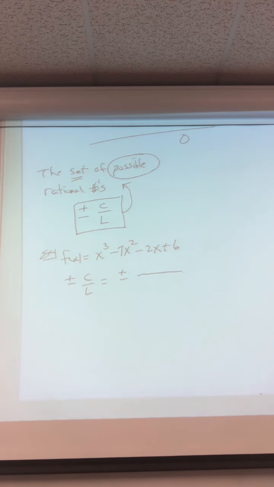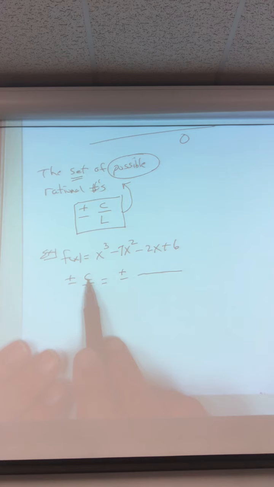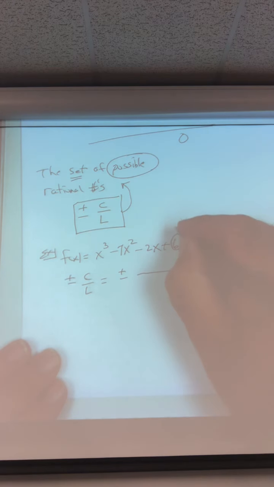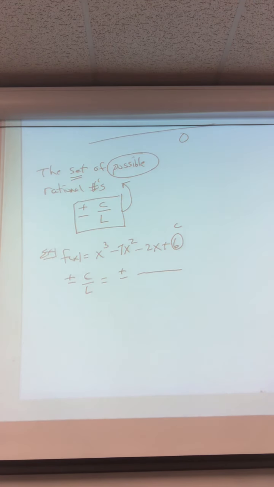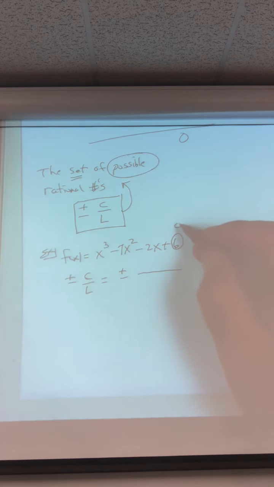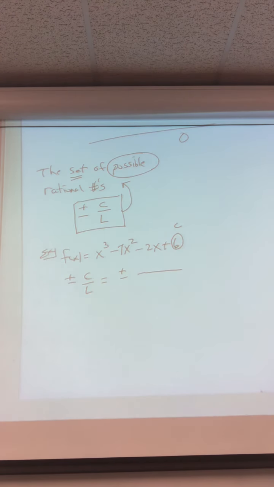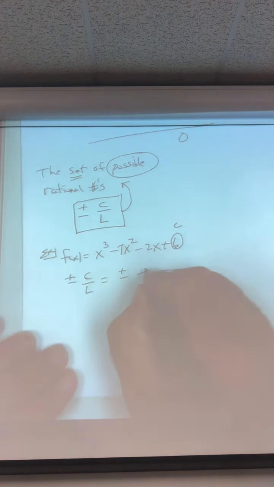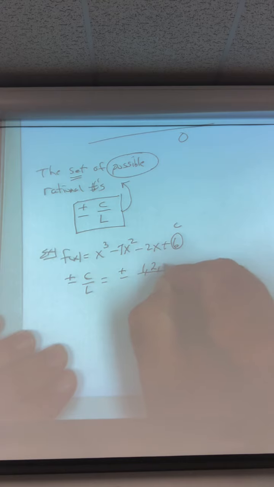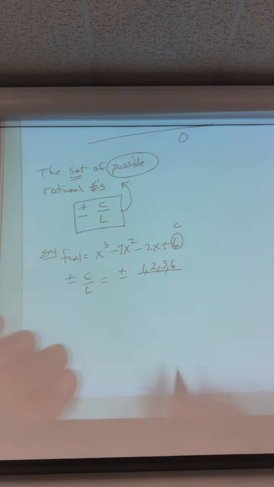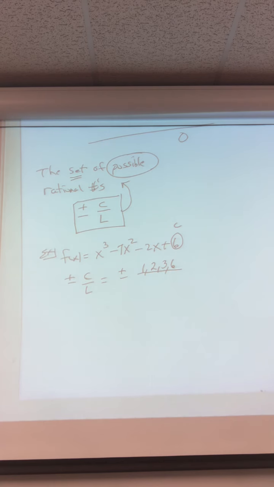So it's plus or minus C over L. Now, what does the letter C stand for? C stands for the constant. The constant is the number that has no variable with it in your polynomial function. Now, what does C represent? C is not the 6. It's all of the factors of 6. So, what are all of the factors of 6? In other words, what are all of the numbers that divide evenly into 6? It would be 1, 2, 3, and 6. Those are all of the numbers that divide into 6.